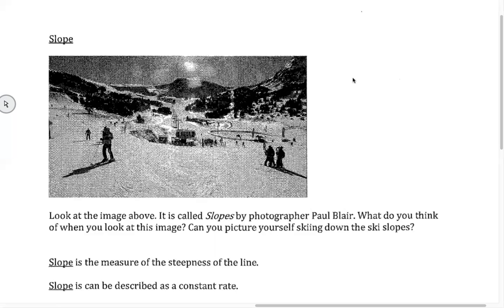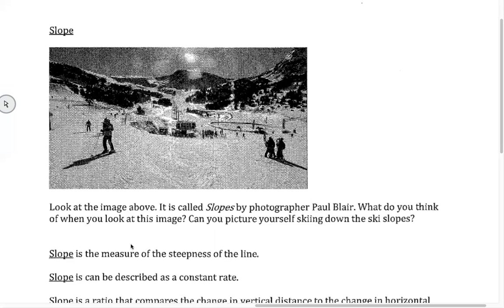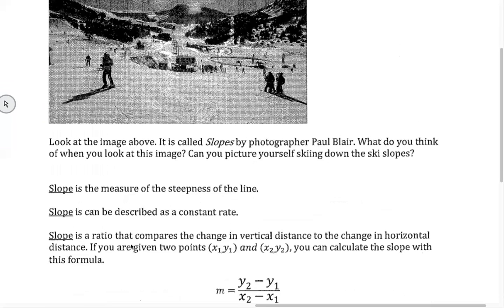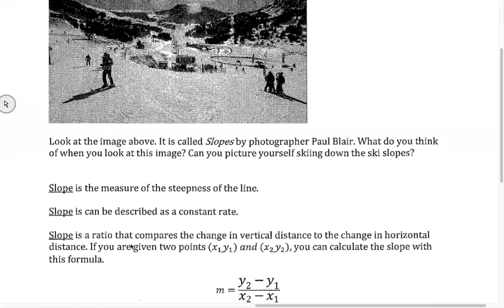And as we were talking about today, horizontal lines are slopes that are zero. It's a flat line. We have vertical, that's like skiing off a cliff. That is undefined. So slope is the measure of the steepness of a line, and slope can be described as a constant rate of increase or decrease.